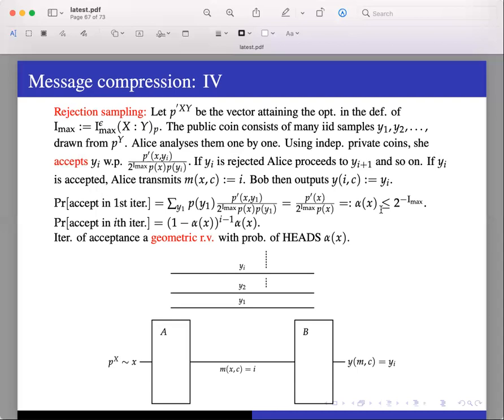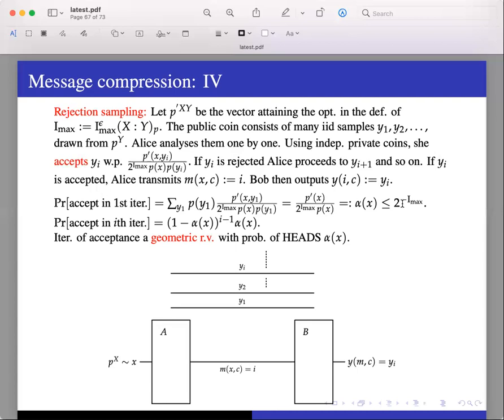And we know alpha of X is less than 2 to the minus Imax. That is because P prime of X is always less than P of X. Remember, P prime was a sub-distribution of P, point-wise less than or equal to P. So in particular, P prime of X will always be less than or equal to P of X. So we'll get this. And remember, P prime is also close to P. So you can imagine that for most X, this will roughly look like this.